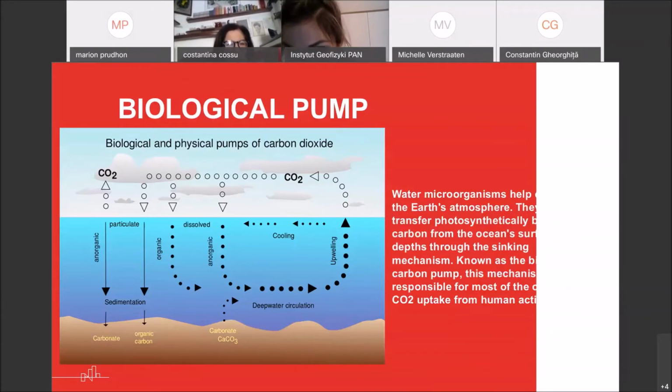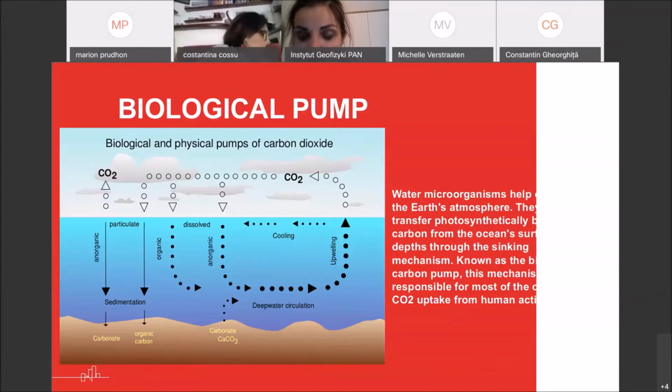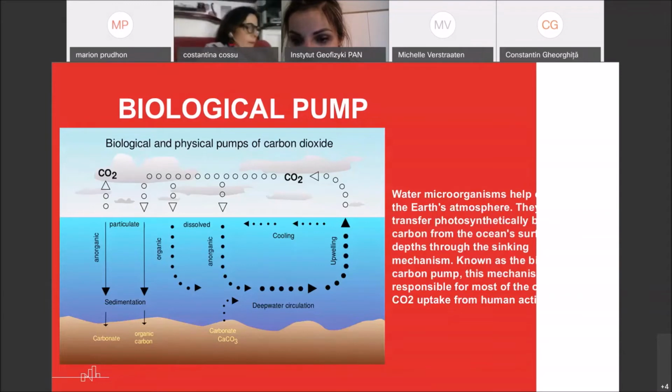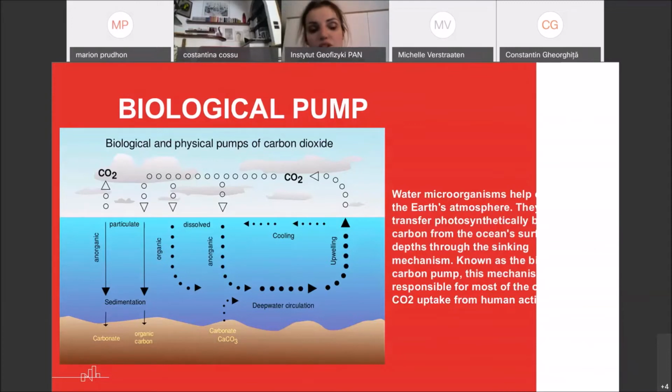oceanic organisms. But why is it so important? Well, it is said that without the biological pump process, so without the activity of phytoplankton, our level of CO2 in the atmosphere would be 200 ppm higher, which is a lot, which is definitely a lot.